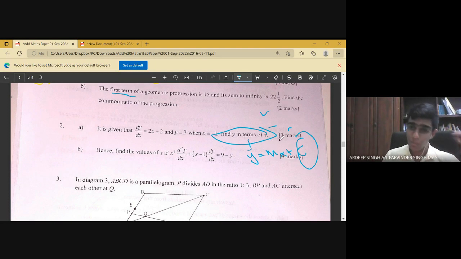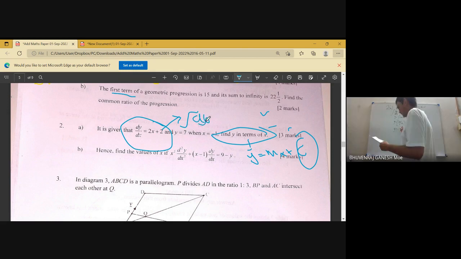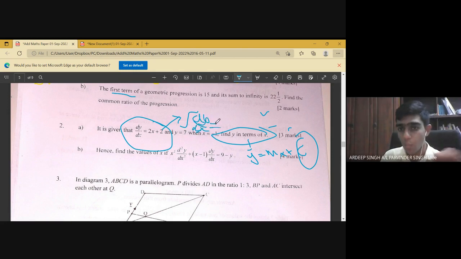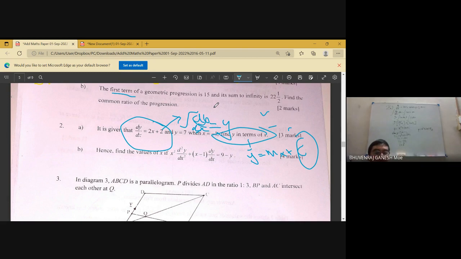For me, I study like this: when you want to make y in terms of x, that means you want to find y, and the change of the value of x can be made so that x becomes the same as y. That's why you times m and you plus c. So it'll be very simple. So dy dx is 2x plus 2, you must integrate this. Integration of dy dx equals y. So y is equal to 7, x is equal to minus 1. Find y in terms of x.